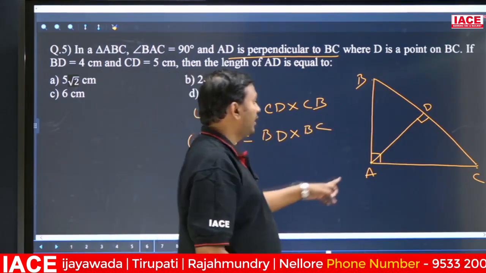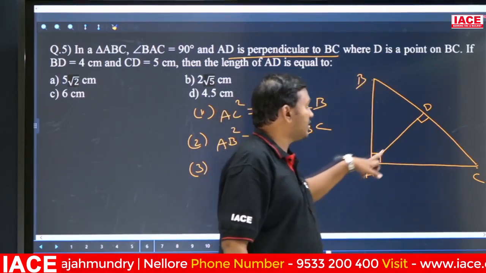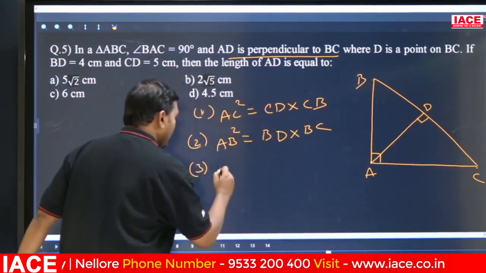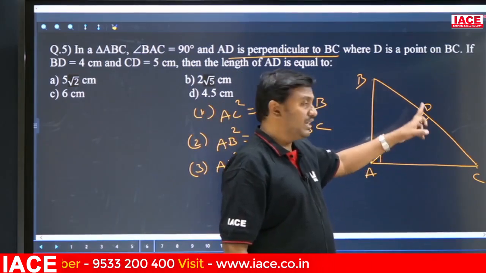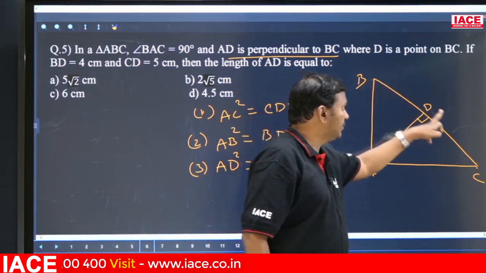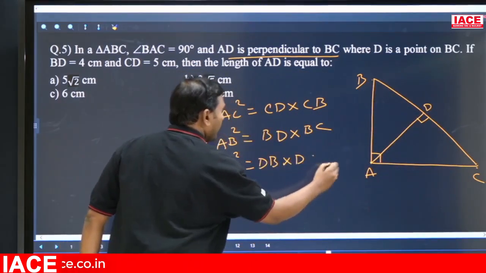Third point. What is the third line? AD. AC is over, AB is over. The third line is AD. AD square ends at D. Don't leave this D. Multiply here. DB into DC. DB into DC. Take the end point and multiply from there.